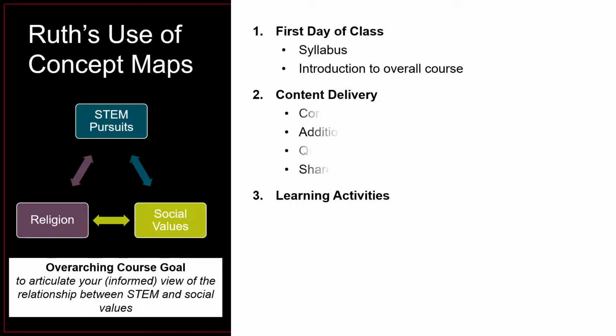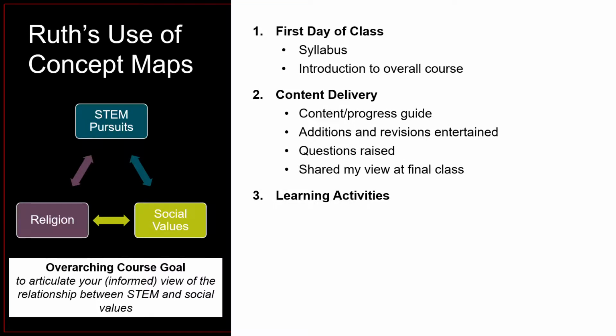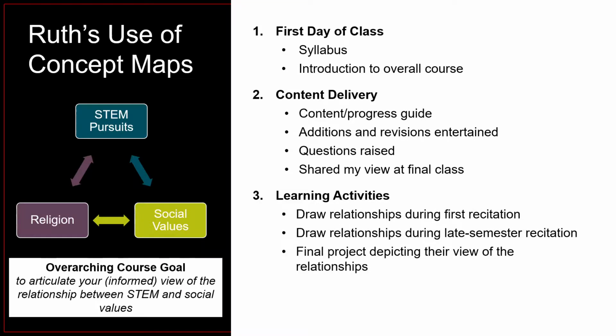Throughout the course, I made use of our triangle as a way to chart our progress. As we learned, we entertained possible revisions and additions to the simplified concept map and raised questions about how different pieces might or might not fit in. I also engaged students in specific activities along the way. For example, both early and late in the semester, I had students work in groups to draw their version of the relationships between our core course concepts.